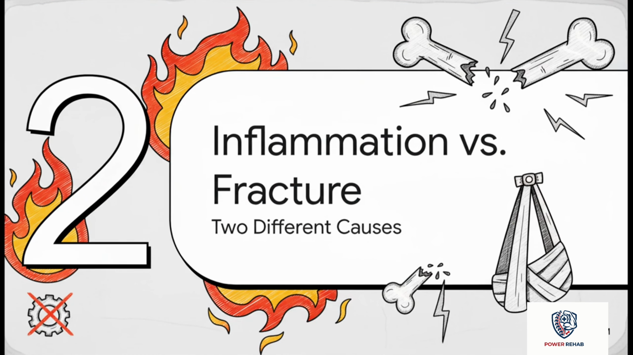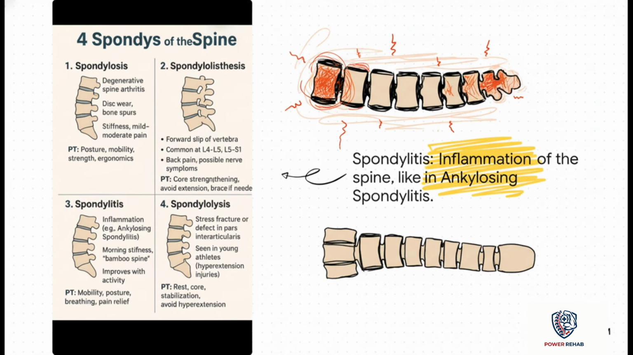All right, let's totally switch gears. We've talked about wear and tear. The next 2 spondies we're going to cover are completely different animals. They're not caused by aging, they're caused by inflammation and, in some cases, an actual injury. So say hello to spondylitis. Just look at the joints in this picture. They look red, irritated, inflamed, and over a long period, all that inflammation can cause the bones to actually start fusing together, creating what's often called a bamboo spine because it becomes so rigid.